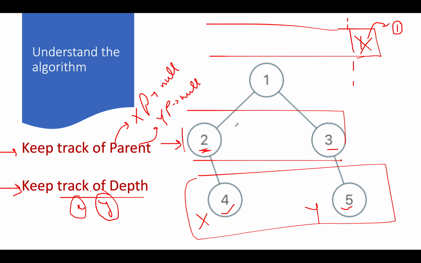Now 1 gets pulled out from the queue, and you check its left child. Is the left child non-null? It is non-null. Is it equal to x? It's not equal to x. Is it equal to y? It's not equal to y. So we will not set xp or yp anywhere. We'll simply add 2 to the queue. Now let's visit its right child, which is 3. Is 3 equal to x? It's not. Is 3 equal to y? It's not. We'll simply add 3 into our queue. And 1 is gone. This marks the termination of the second level.